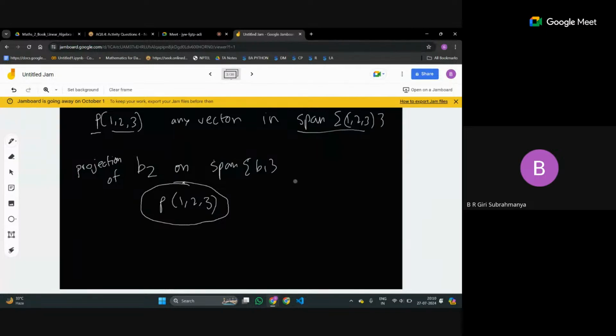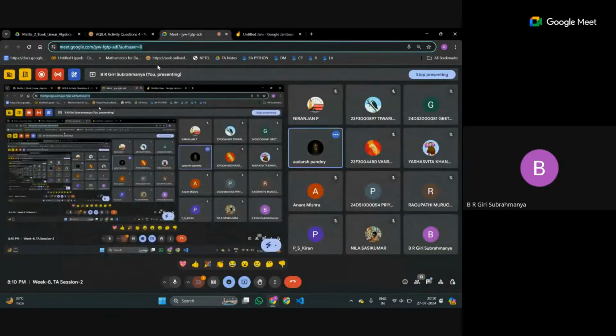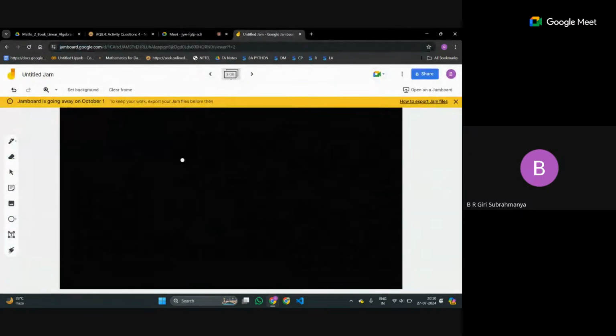Now, what is B2 minus P times (1, 2, 3)? This is the error vector. Am I right? Everybody knows, right? See, you have two vectors. The addition of these two is going to be here. Let's say this is B1, B2, B3. So B1 plus B2 is going to be B3. Then B3 minus B2 will be what? B1, right?